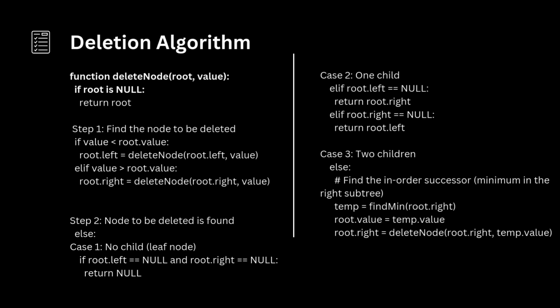If the node to be deleted has two children, the in-order successor, that is smallest value in the right subtree, is found using the find min. The current node's value is replaced with the value of the in-order successor. The in-order successor node is then deleted by recursively calling the delete node on the right subtree with the successor's value. Finally, the function returns the updated root after deletion, which allows the changes to propagate upwards in recursive calls. This method ensures the properties of the binary search tree are maintained after deletion.